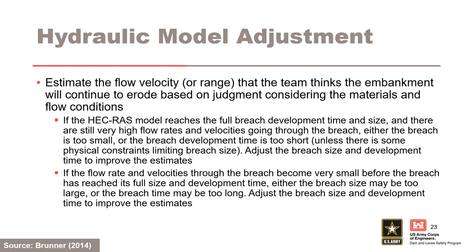A check for reasonableness should be performed by evaluating the breach flow and velocities through the breach during the breach formation process. This can be accomplished by reviewing the detailed output for the inline structure, or dam, and reviewing the flow rate and velocities going through the breach. This output is provided on the HEC-RAS detailed output table for the inline structure. There are two things to check.